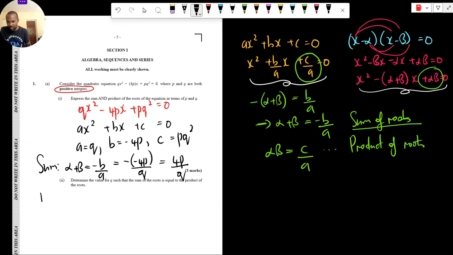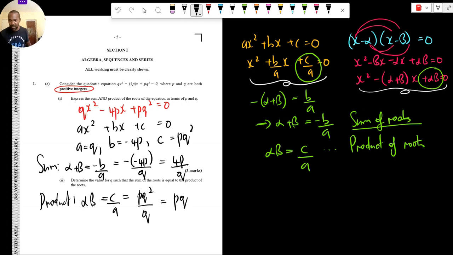And the product of the roots alpha beta is equal to c over a, which of course would be equal to pq squared divided by q, which of course gives us pq.